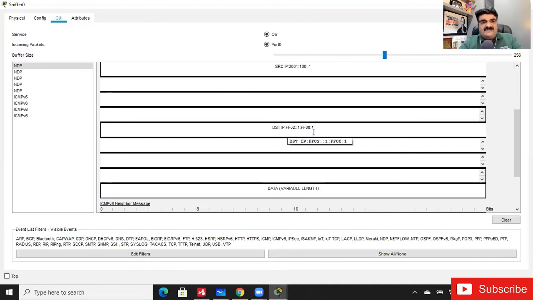I will explain this, but this is a packet used by A to get the MAC address of D. Whenever we have ARP in IP version 4, in IP version 6 we have ND, neighbor discovery. In ND, the first is a neighbor solicitation message, and it uses the all node multicast address over here. It is FF02.